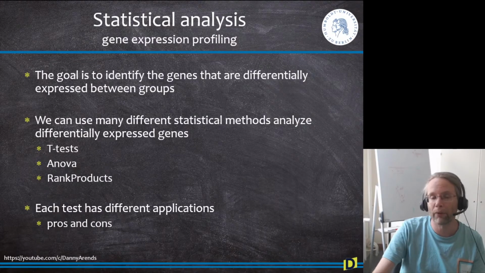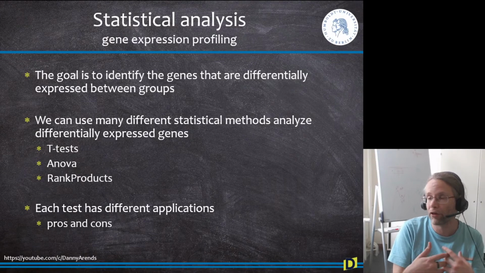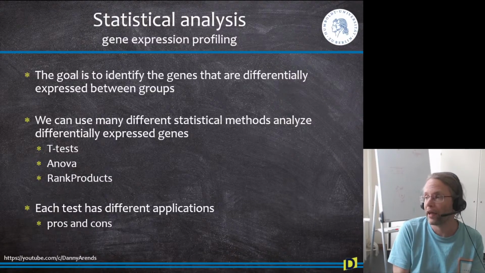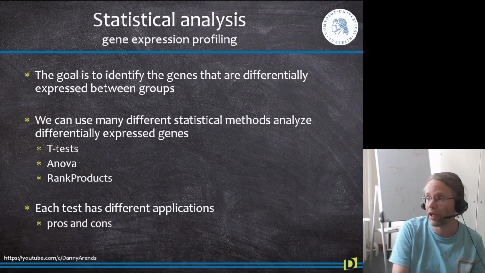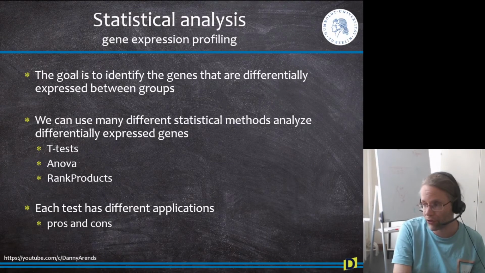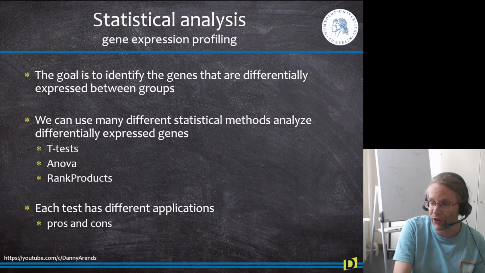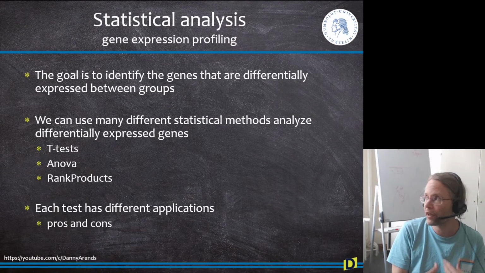But we can also use things like rank product, which are non-parametric tests. Non-parametric tests have the advantage that they're not sensitive to outliers, but one of the drawbacks is that they don't have the same statistical power as a parametric test like an ANOVA or a t-test. So each test has different applications, with pros and cons. Generally you want to define in the planning of your experiment which statistical test you're going to do, because that determines how much power you have and how many samples you're going to need. And if you know what kind of effect you're looking for, you can simulate your experiment before you do it.